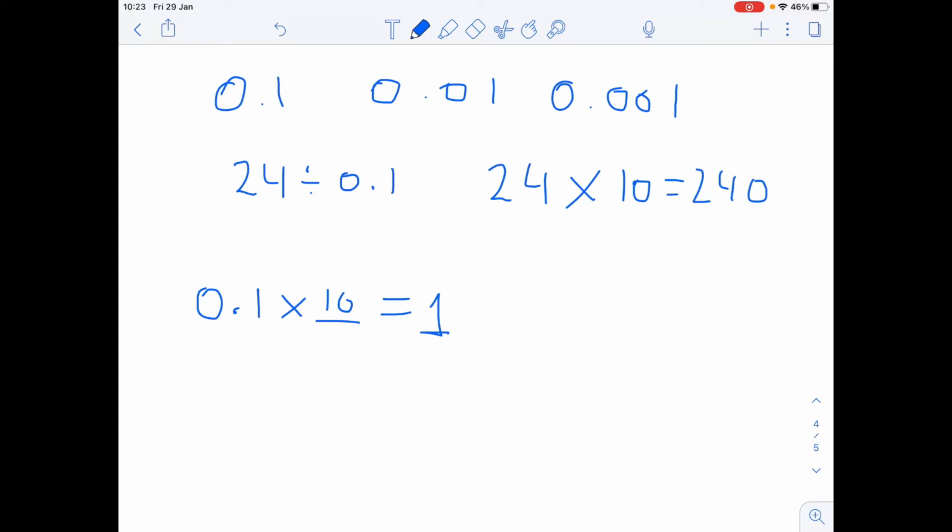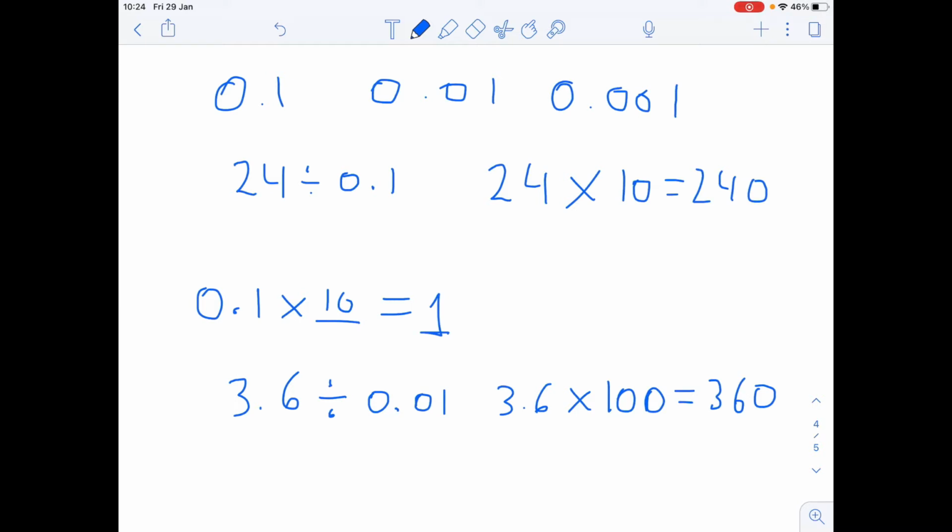Another example could be 3.6 divided by 0.01. So using the reciprocal method, I change the division into a multiplication by the reciprocal of 0.01, which you need to know is 100. So 3.6 multiplied by 100 is 360. So that is the reciprocal method for dividing by fractions of 10.